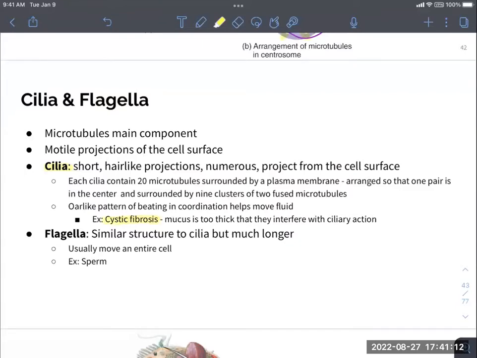They cannot pump the mucus away from the lungs. We also have what is called a flagellum. The best example of a flagellum in humans is sperm, because it is usually one piece and it moves the entire cell. It beats back and forth to propel that cell forward.